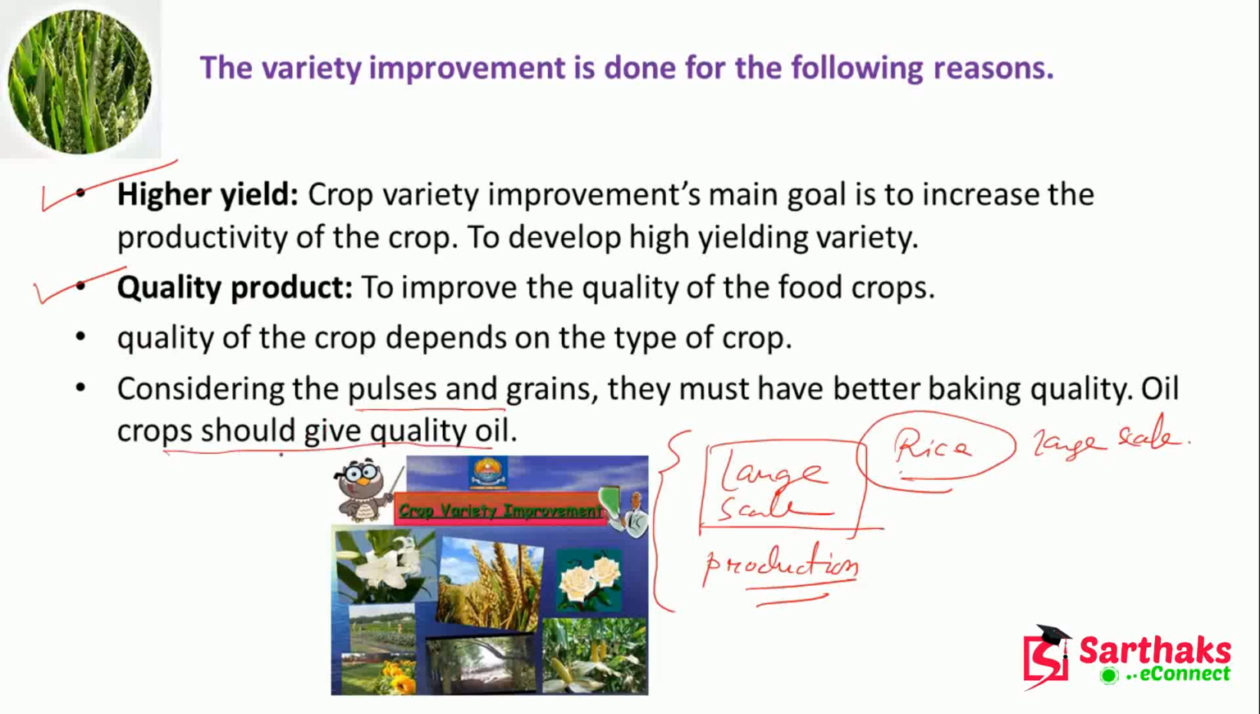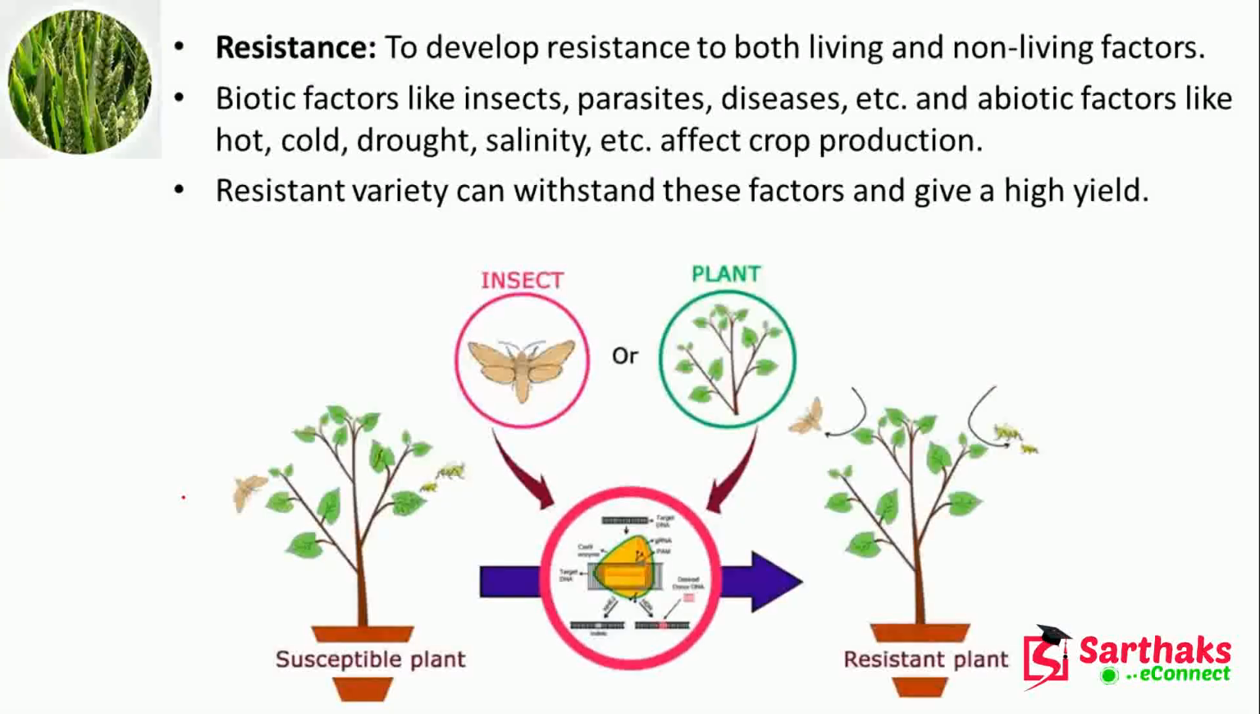Whenever you are going to cultivate mustard, at that time also you have to think about good quality oil being taken out. And also for the pulses and grains, you should think about the baking quality being very high. So these points are very, very important for the improvement, because our goal is to get high yield, our goal is to get high quality of the product, and the other thing is resistance.